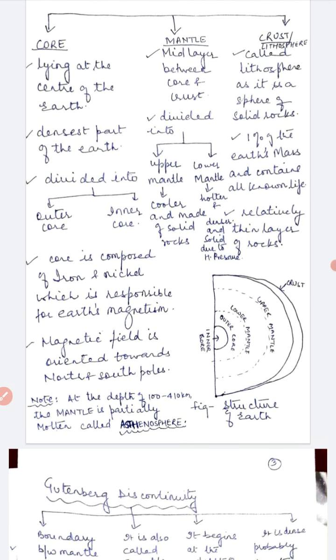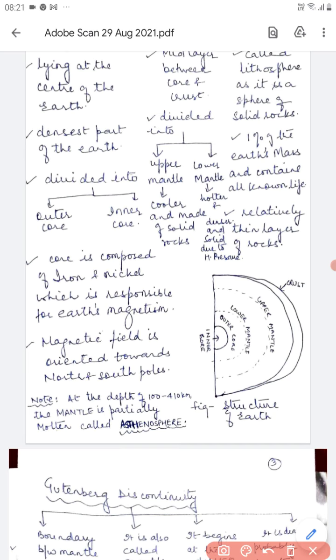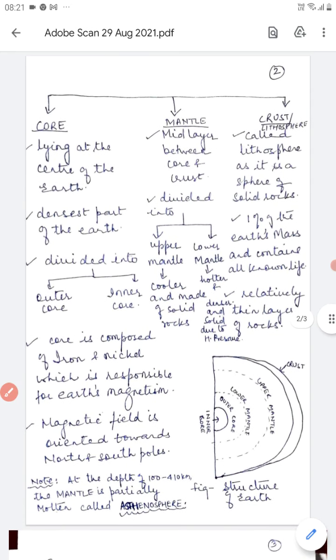Now we'll learn some important characteristics, or you can say features, of all the three layers. Core is lying at the center of the earth, right? So core is at the center of the earth. It is the densest part of the earth. It is very dense, or you can say densest as compared to the mantle and crust.